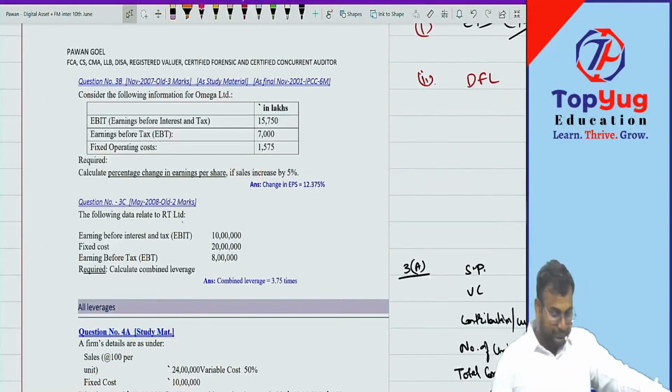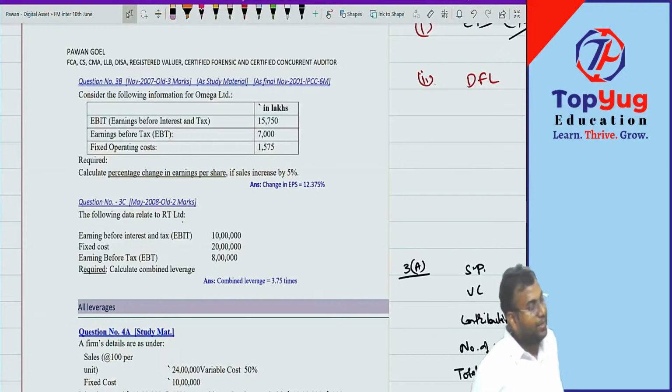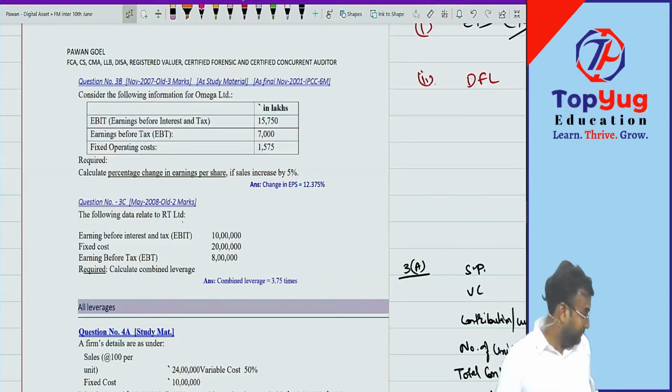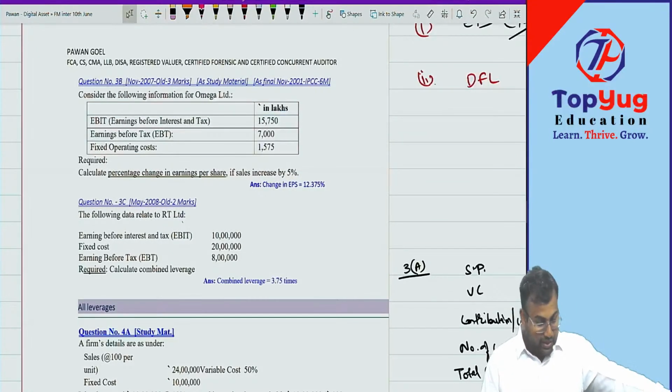Sir, 3B, right? Question 3B. Consider the following information for Omega Limited. You know, Omega is a famous, very good watch brand, right? Yes.